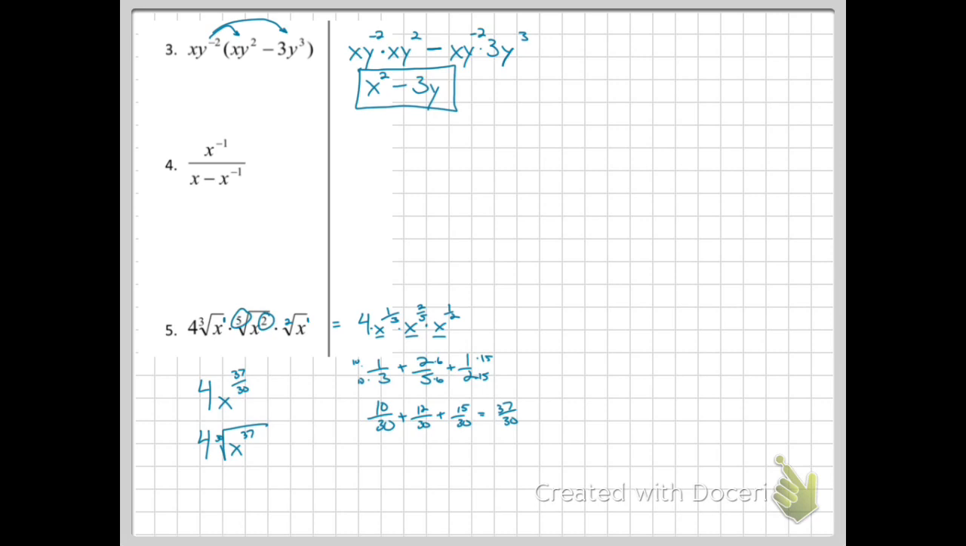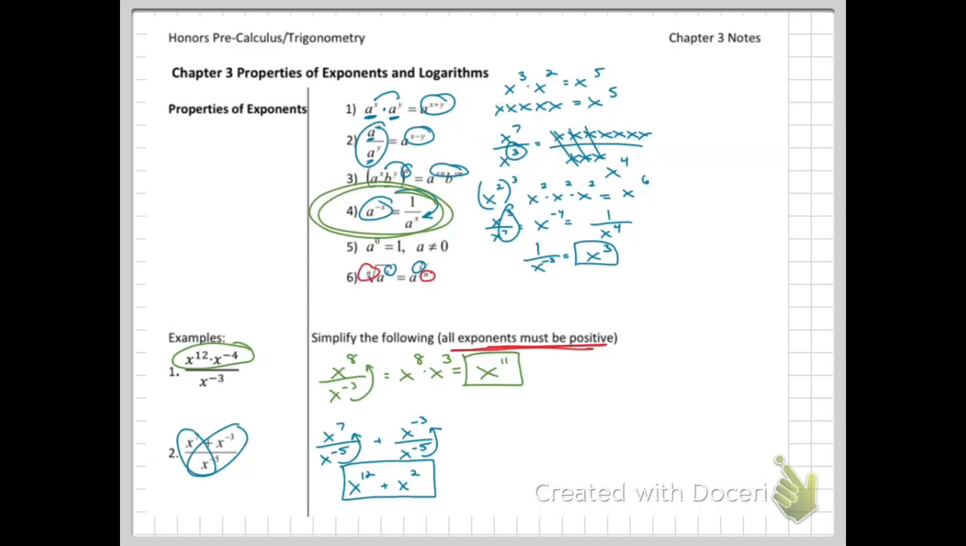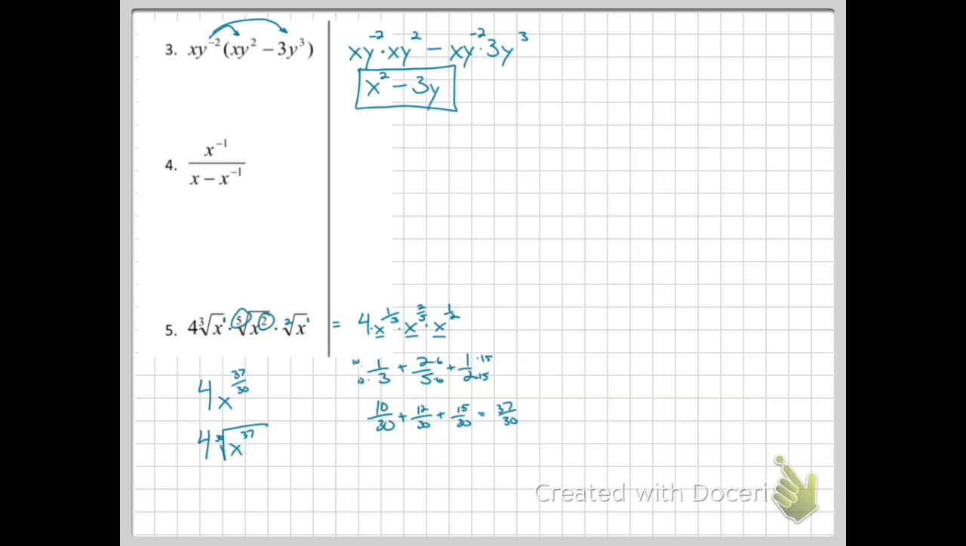Okay, I did number 2 a second ago. We were able to split the 2 because the denominator had a single term in it. You cannot split number 4 because the denominator has a minus sign.